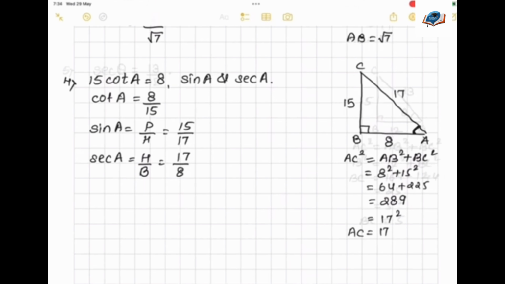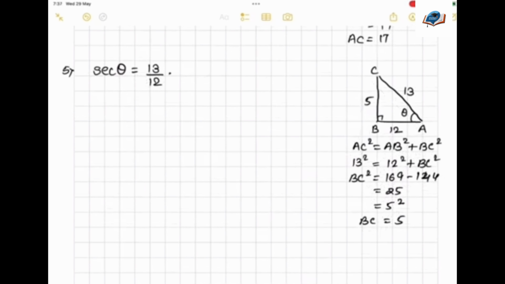Now the fifth one, he has given us sec theta equal to 13 by 12. Find all other relations. So here sec means hypotenuse upon base. So hypotenuse and base I have kept. Using Pythagoras theorem, AC square equals AB square plus BC square. So 13 square equals 12 square plus BC square. So BC square will be 169 minus 144, that is equal to 25, which is 5 square. So BC I have got 5.